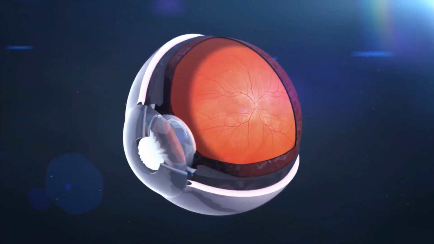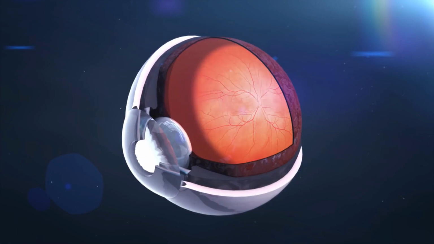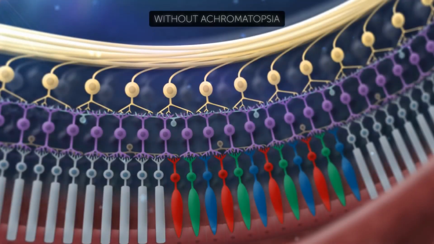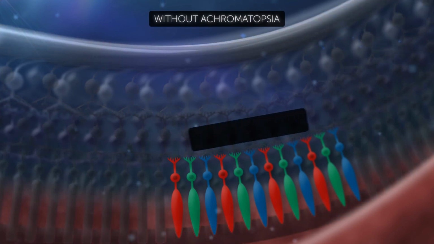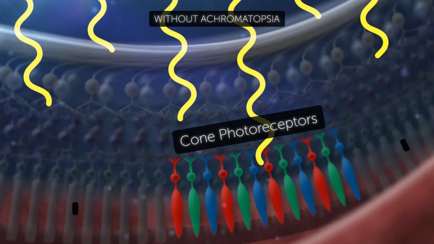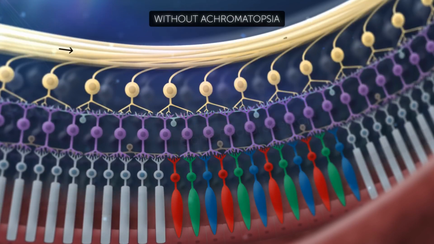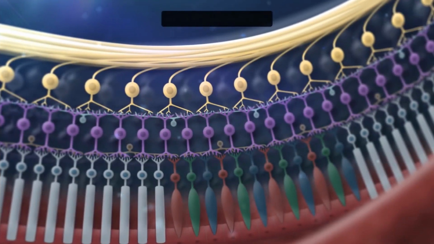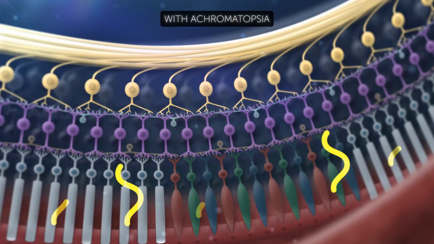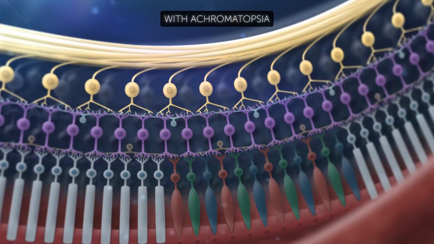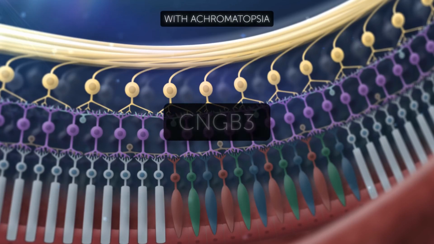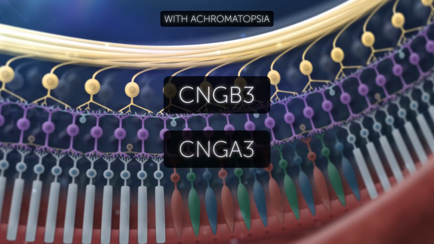The retina is a layer of cells at the back of the eye. In a healthy eye without achromatopsia, special cells in the eye, called cone photoreceptors, convert light into an electrical signal, which is transmitted across the layers of the retina and then to the brain for visual processing. In an eye with achromatopsia, cone photoreceptors in the retina are unable to convert light into an electrical signal. The most common causes are mutations in one of two genes, called CNGB3 and CNGA3.